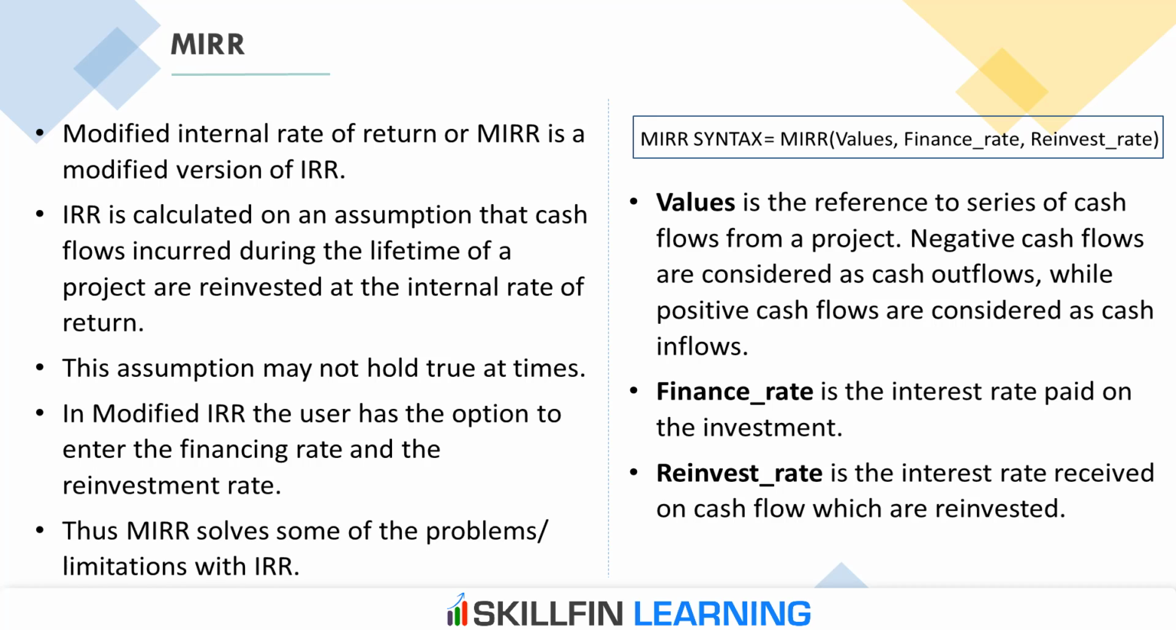So this assumption may not hold true in many situations because there may not be such opportunities to invest at 40%. In modified IRR or MIRR, we have the option to put the cost of capital or the discount rate and the reinvestment rate. So this function solves some of the problems or limitations with the IRR function.